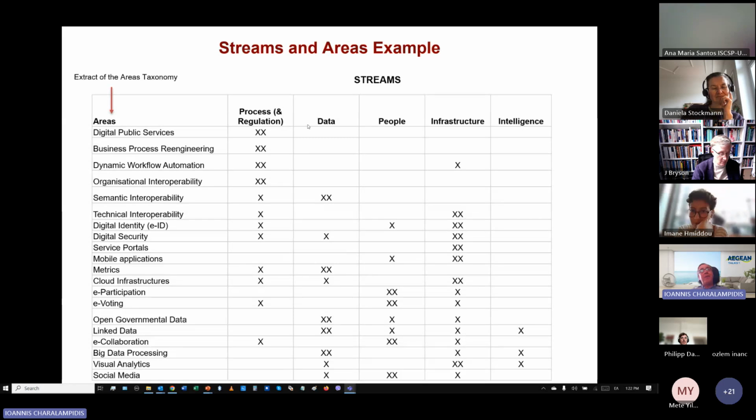Now, then we have the first Cartesian orthogonal matrix. Imagine you have areas here. These are some of the areas of the taxonomy. And then you see you have a mapping across streams. You say digital identity. Oh, very important. It mainly is an infrastructure. It's a plastic thing, or it's a USB thing, or it's a software thing. But it has to do with identifying people, and it has to do also with a lot of regulation around it. So this is how it goes, and it can go on, because we're talking about a taxonomy which is about 100 areas here on the left.